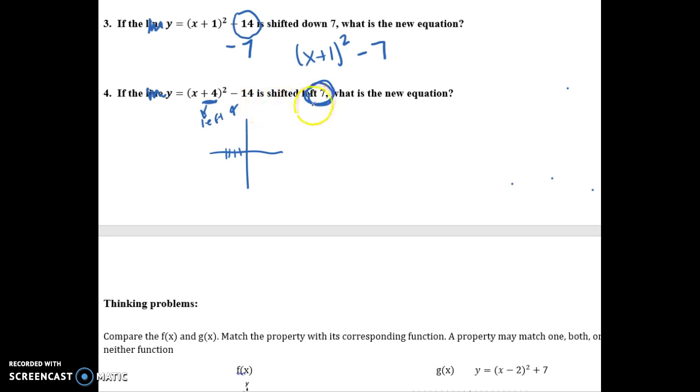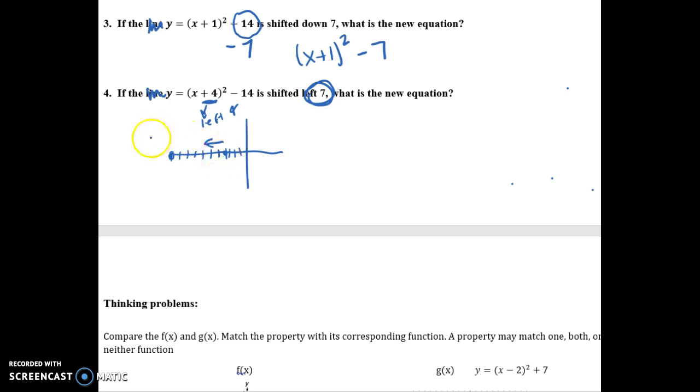And I want to take that graph and shift it 7 more to the left. So that means I'm going to shift it 7 more spots that way. 1, 2, 3, 4, 5, 6, 7. So here's my new vertex. I don't know anything else about the parabola right now.